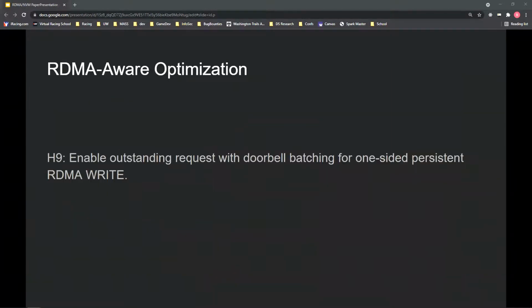And then the last optimization hint is an RDMA-aware optimization. It is to utilize doorbell batching for one-sided persistent RDMA writes. In order to confirm that one-sided writes were persisted, a follow-up read request would need to be made for the data. This is generally done with 2 independent requests. However, with doorbell batching, these 2 requests and the responses can be delivered and received in a single request, thus saving the client the round-trip time needed for the second one.